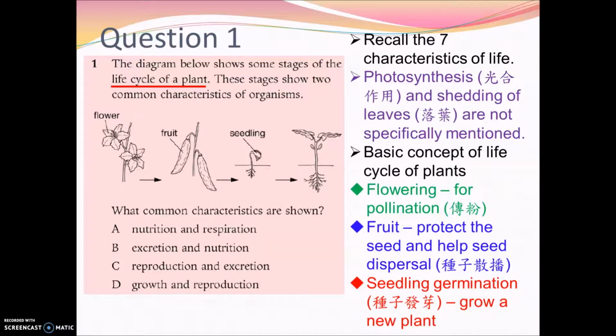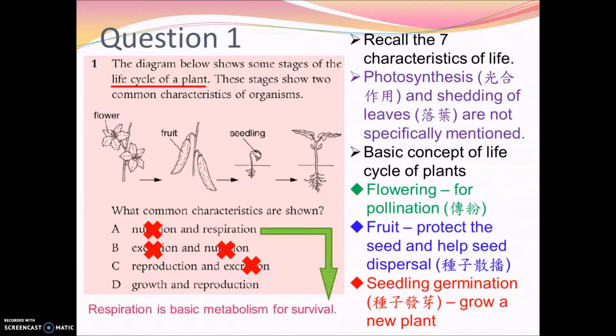But for this diagram, okay, it's not really mentioned so explicitly, okay? So that's why for the nutrition, okay, we know it should happen, but actually for the flower, for the fruits, for the seedling, okay, it's not really shown clearly. So that's why nutrition is not shown, okay? And then also the shedding of leaves is not shown. So that's why the shedding of leaves is a type of excretion, the removal of the metabolic waste from the plant. So that's why excretion is not the answer as well. So that's why A, B, C particularly, they're wrong, okay?